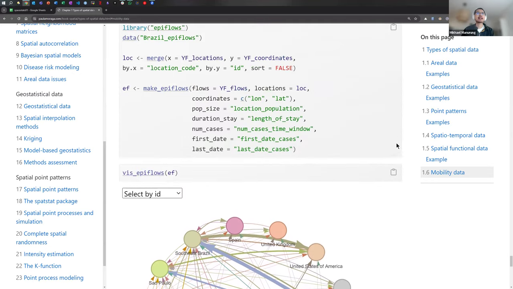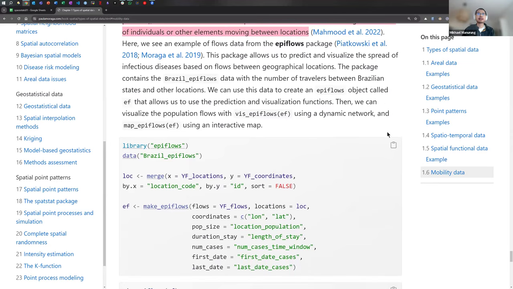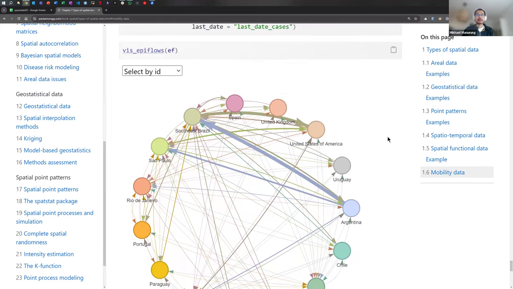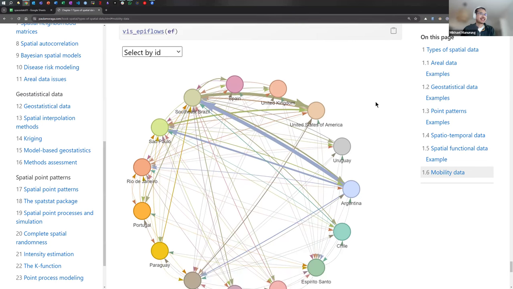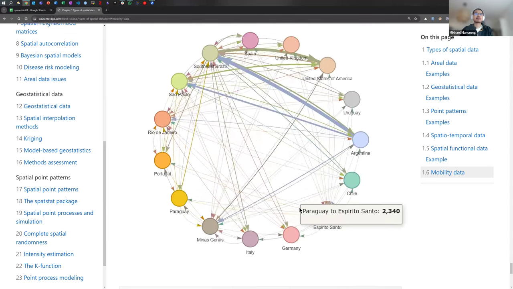So I think this is the number of travelers between the Brazilian states to predict and visualize spread of infectious diseases, which is very relevant in the current years, but I'm not entirely sure. I guess it can be classified as areal data, but there is some movement across the regions. No, not entirely sure.